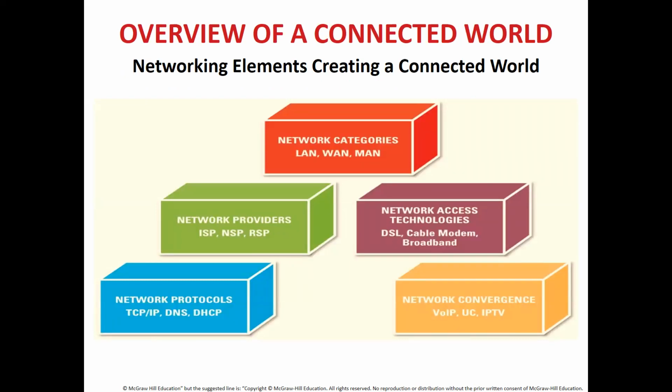Now, when you're looking at networking elements that create a connected world, we have 5 of them. We have network protocols, network providers, network categories, network access technologies, and then network convergence. In section 7.1, about 3/4 of the section will be looking at all these and what they are. Some of these terminologies may sound very difficult, but as we go around looking at the technology in it, we'll be able to make much more sense.